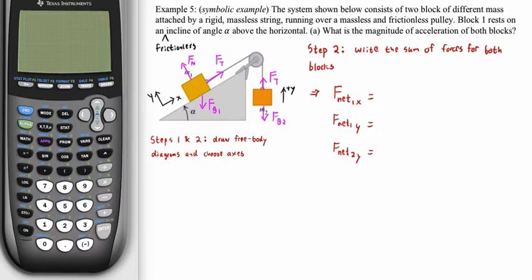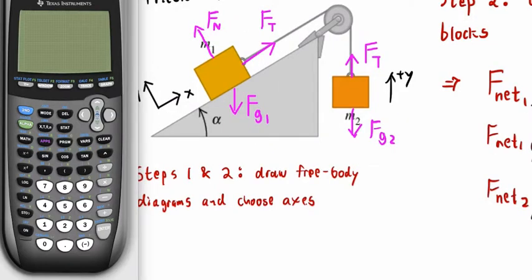Okay, so in the x direction for block 1, well, there's going to be the tension force, which points in the positive x direction. And there's going to be a component of the gravitational force. Well, what do I mean by that? Well, let's zoom in a bit so we can see that component.